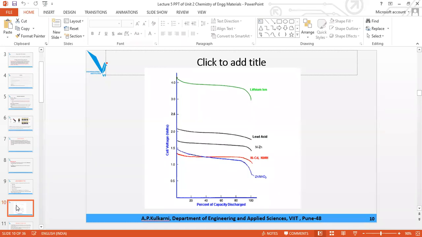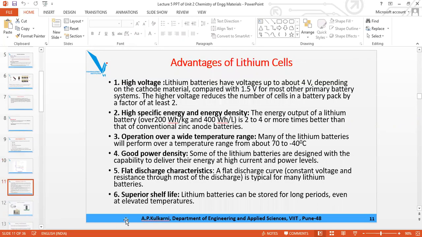Its voltage, density, capacity, energy storage as compared to others is shown here. This is for lithium at the top, and for others nickel, cadmium, lithium, nickel, chromium, etc. It is lower. So that is why for primary cells as well as secondary cells, lithium is used on a large scale.